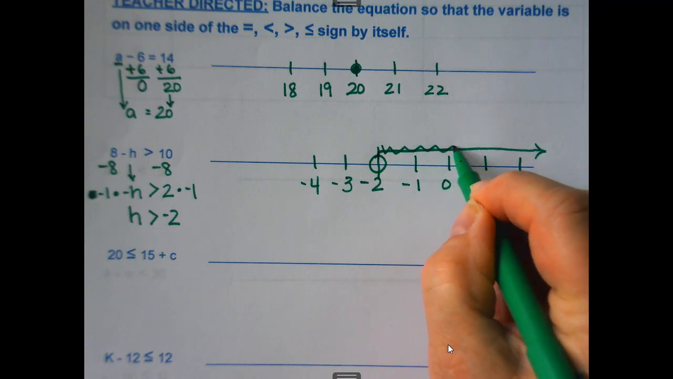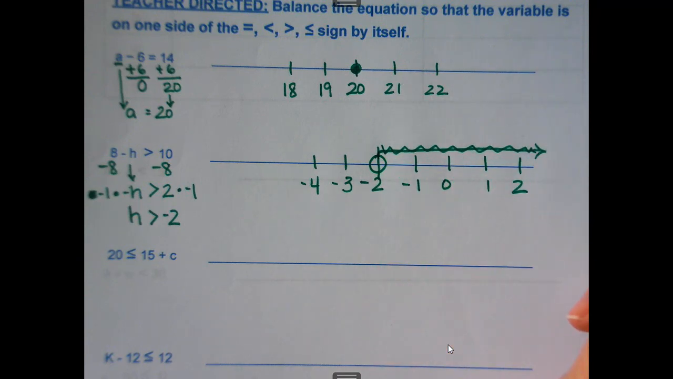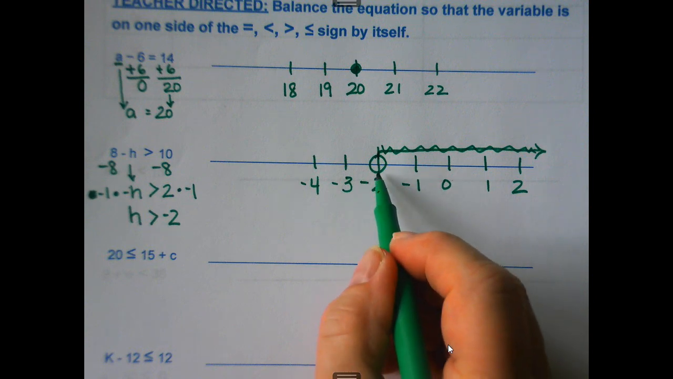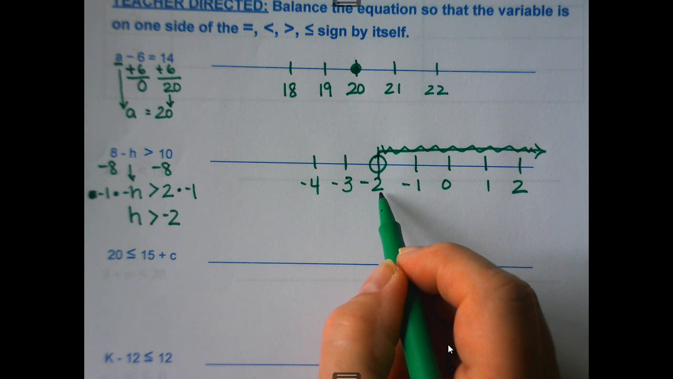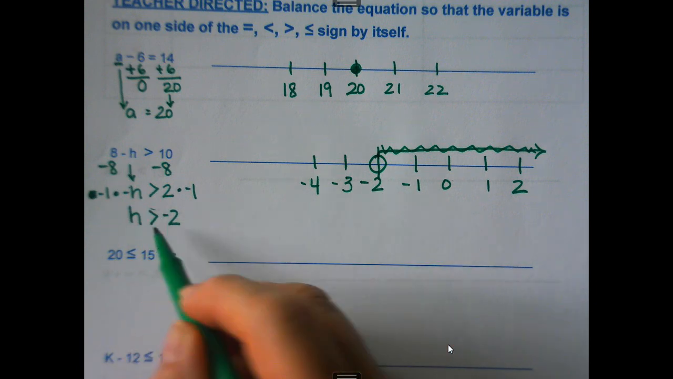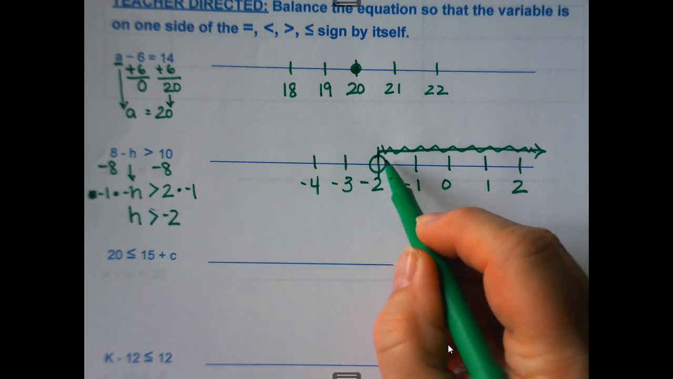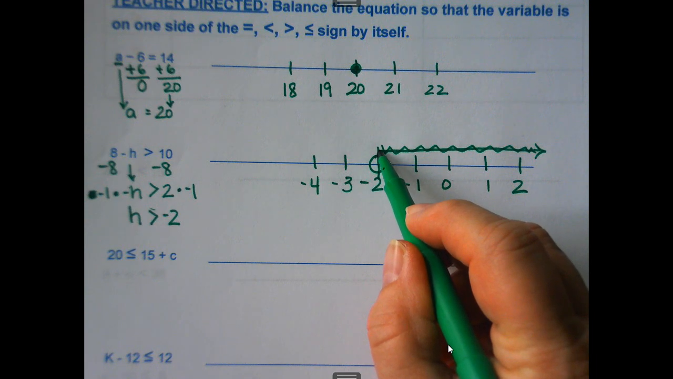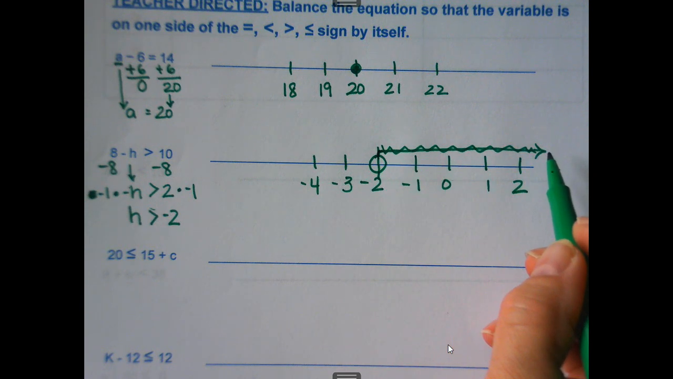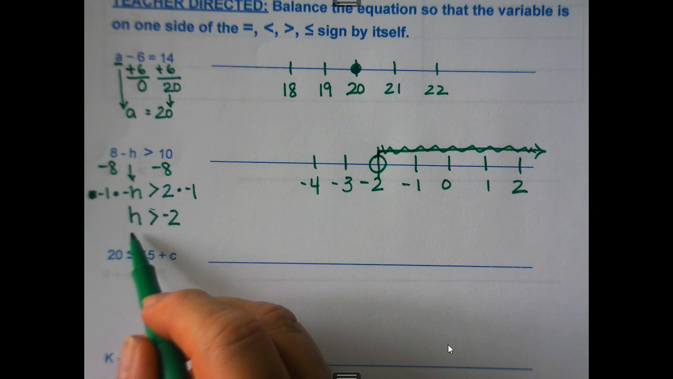And we can ziggy-zaggy the line. And I don't have this circle enclosed or darkened in because I don't include the negative 2. This is bigger than negative 2, so this just tells me where I start. Anything that is bigger than negative 2 could be substituted in for the letter H in this problem.